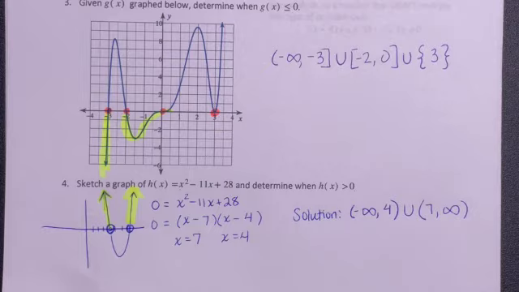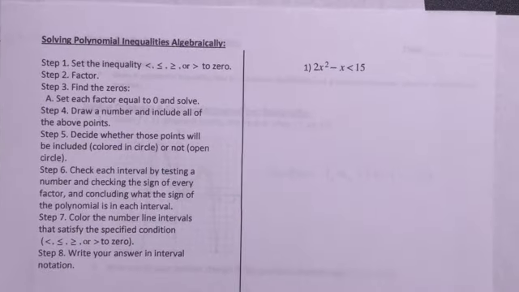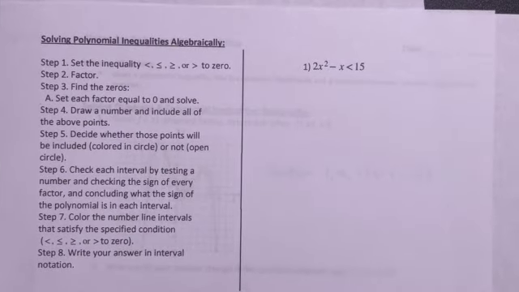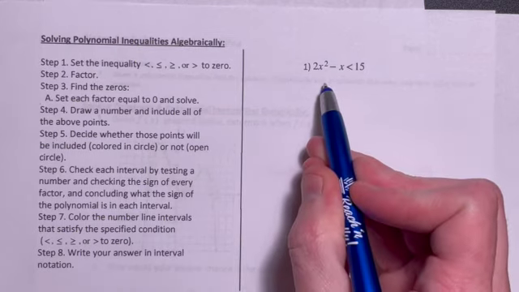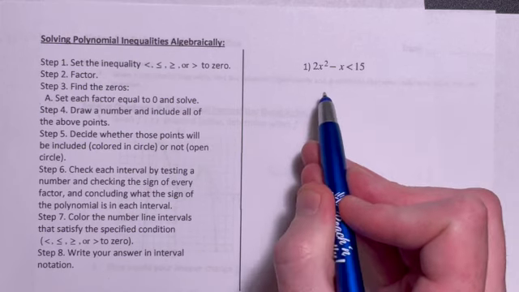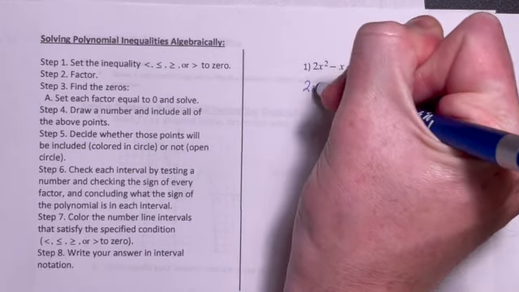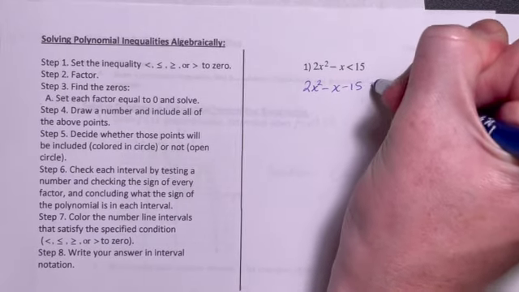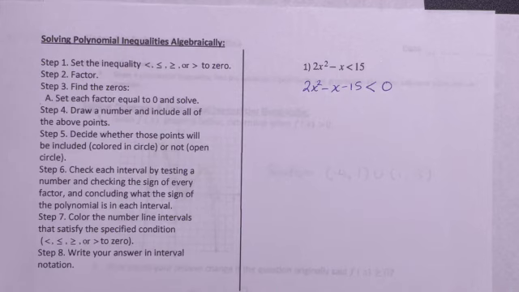So a graph can be helpful for these. It's not the only method, but it is one way to solve polynomial inequalities. Algebraically, you would first really need to know what is that function equal to 0, whether it's less than or equal to, less than, greater than or equal to. You get it equal to 0 or set to 0, and then we use the factors to help find the zeros. So this first one has 2x squared minus x is less than 15. We have a quadratic. We want to get it set to 0, so I'm going to subtract our 15, which now says this is less than 0.